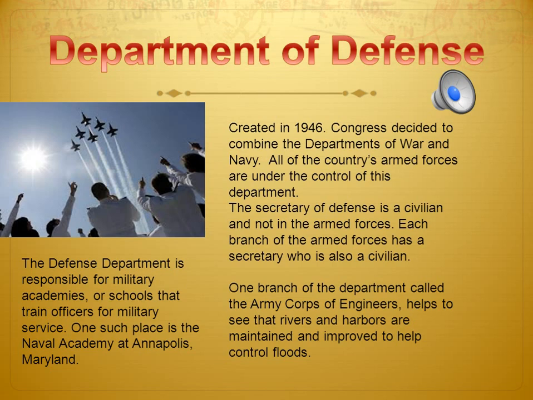There's the Air Force Academy at Colorado Springs in Colorado. There's the all-famous Army one that's in West Point, New York. And then there's the Naval Academy in Annapolis, Maryland.